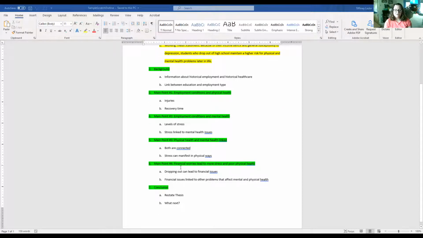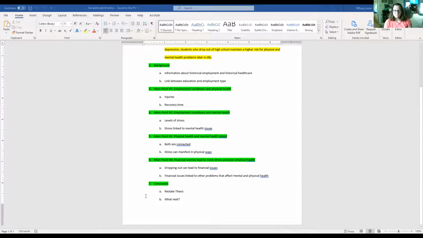And then our fourth main point is financial worries that lead to more stress and poor physical health. So what do we want to make sure that we cover in this last main point? How dropping out of school can lead to financial issues, and how financial issues are linked to other problems that affect mental and physical health. And then the last section of the essay is going to be our conclusion.